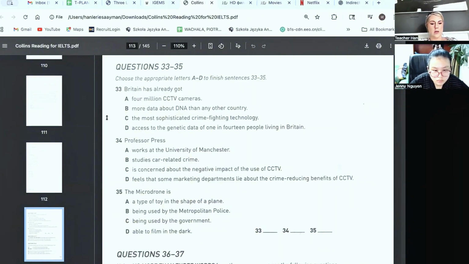D. So you said the first one is D. D or B? C. B then? It's going to be B, more data about DNA than any other country, because in Britain we've already got the world's biggest DNA database. Okay, so that is the correct one.